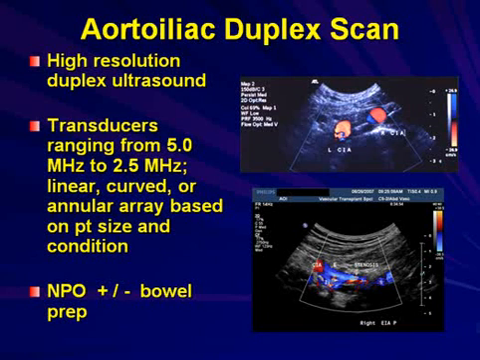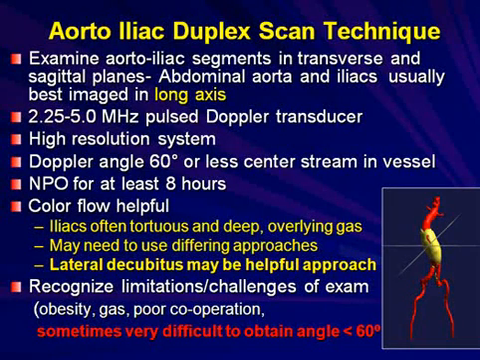What do you need? You need high-resolution duplex ultrasound. This is not a study that's probably best done with one of the smaller laptop-type systems because you need really strong, good, robust color and spectral Doppler deep in the abdomen. You're going to use lower frequency transducers and perhaps use several of the transducers, maybe a curved and a linear, and you may have to go to a phased array or an annular array based on the patient's body habitus. We usually keep these patients NPO, don't normally do a bowel prep for them.